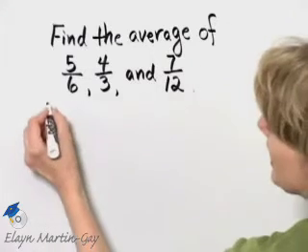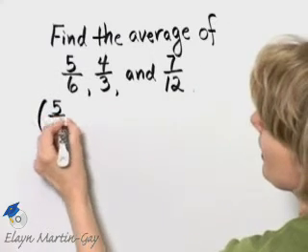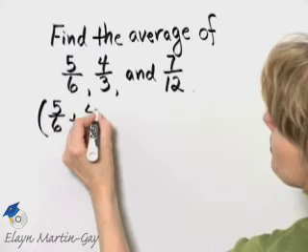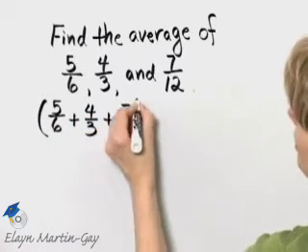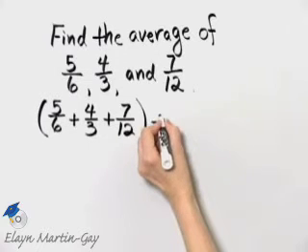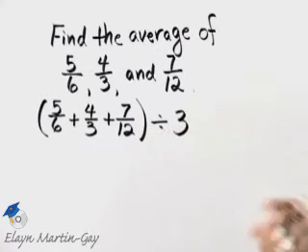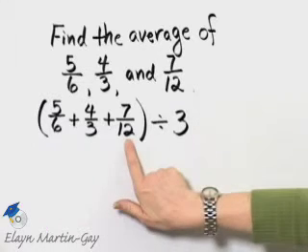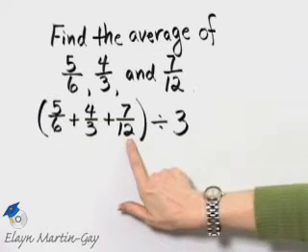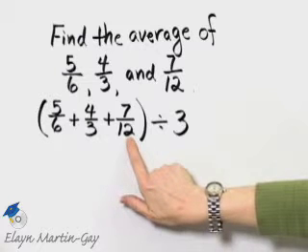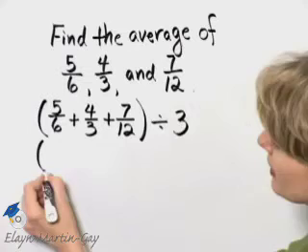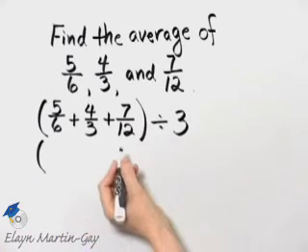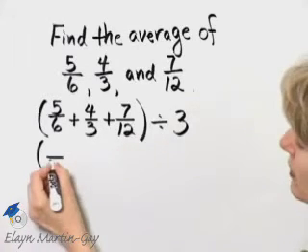In other words, the average is 5/6 plus 4/3 plus 7/12. Once we find that sum, we then divide by 3. So let's concentrate on that. First, let's find the sum. We need to have a least common denominator. It is 12. So let's write each fraction as an equivalent fraction, but with a denominator of 12.